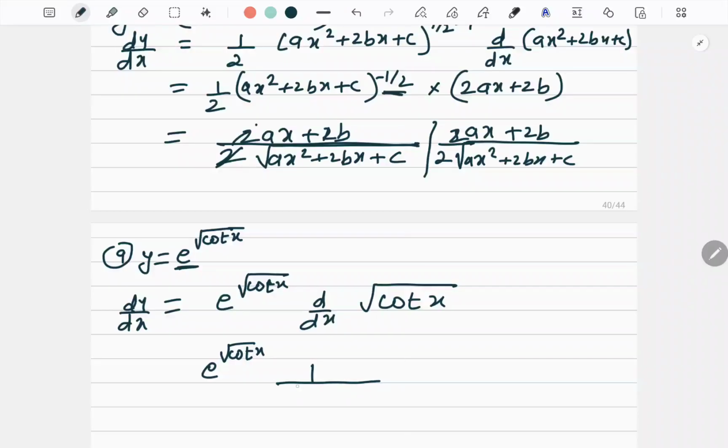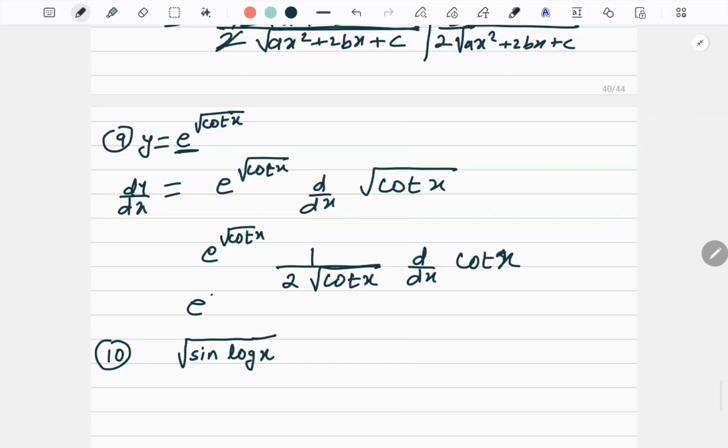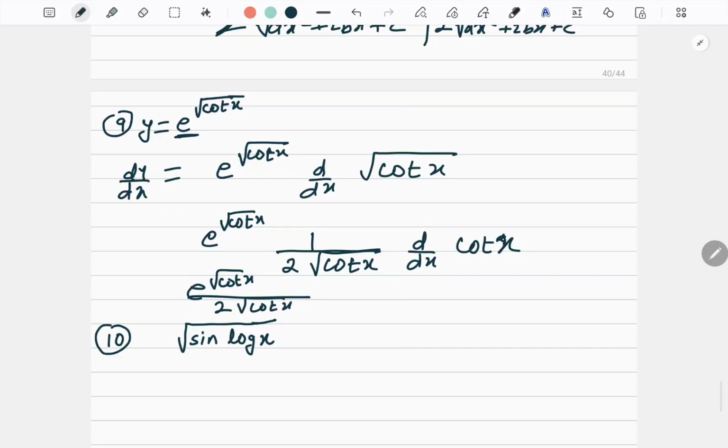So what is the differentiation of root? Root x differentiation, what was it? I told you to remember the formula: 1 by 2 root x. So 1 by 2 root x, and d by dx of cot x. So e to the power under root cot x upon 2 under root cot x. And what is the differentiation of cot? It is minus cosec square x. So this will become the answer. So no matter 1 function, 2 functions, 3 functions, whatever number of functions, just move in a chain.